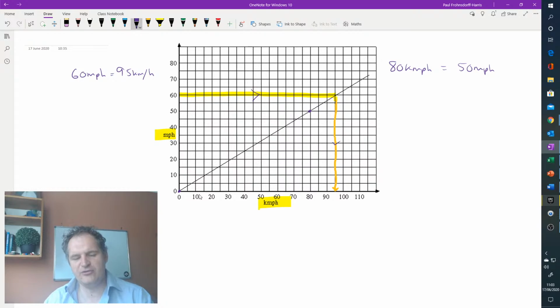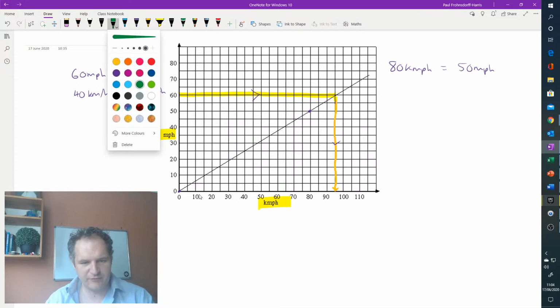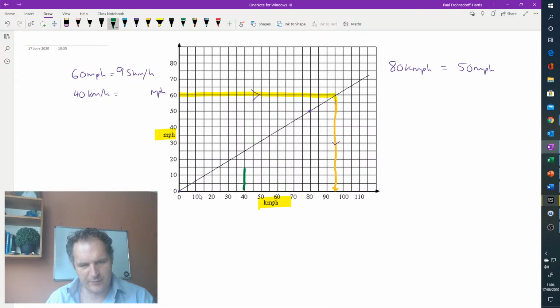Now this method can work the other way too. So if we have a question of, well, what about 40 kilometers per hour in miles per hour? We can work it out the other way. We go to where the thing we've got, 40, make it a nice big fat thing, and read up to the line. We then read across, and conversion graphs always work like this. So you have an amount we want, and to convert it you go to the line.